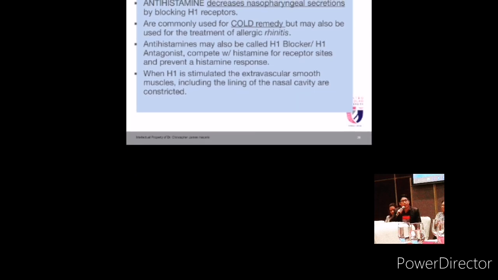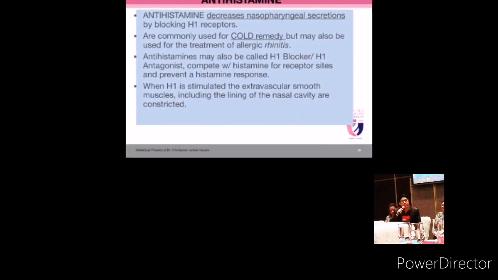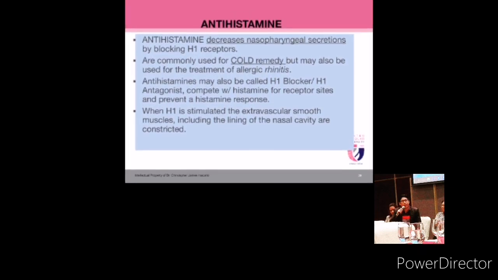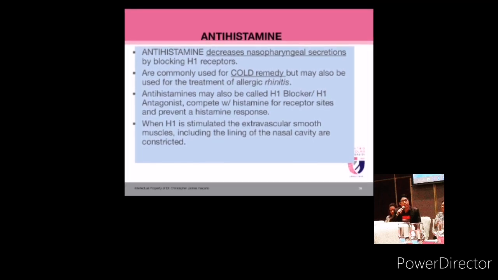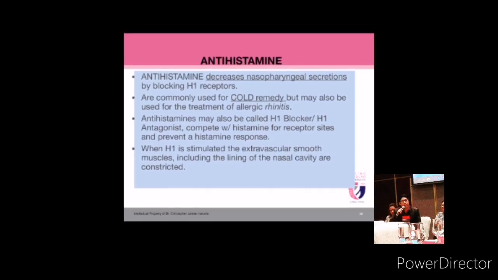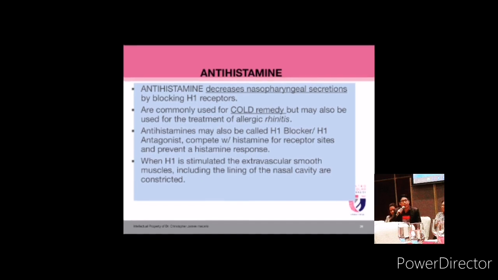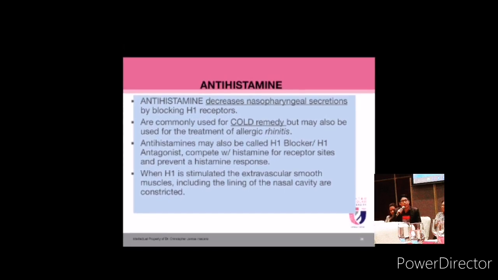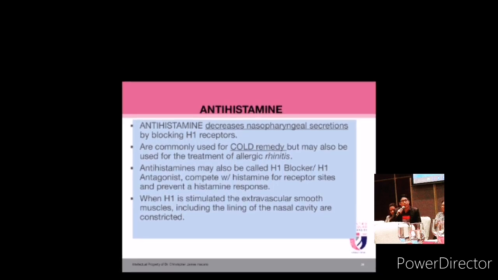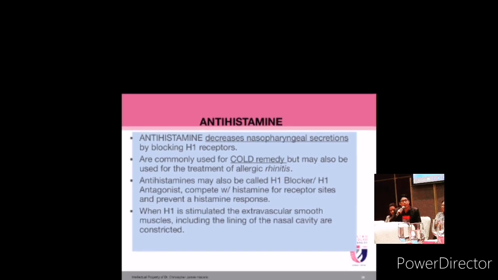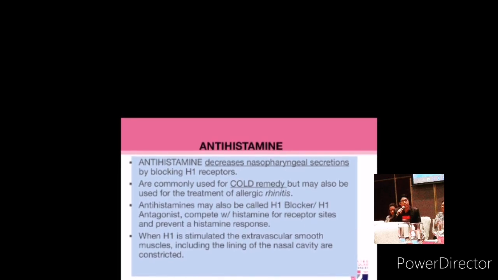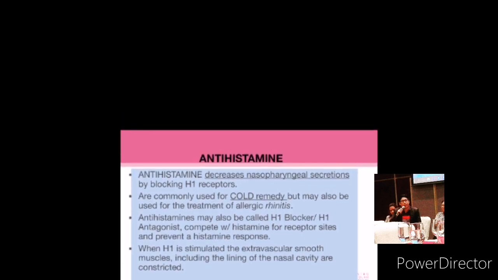First, you have your antihistamine. Okay, it decreases your nasopharyngeal secretions by blocking H1 receptors. They are commonly used for cold remedy, but may also be used for the treatment of allergic rhinitis. Antihistamine may also be called H1 blocker, H1 agonist, compete with histamine for receptor sites and prevent histamine response. When H1 is stimulated, the extravascular smooth muscles, including the lining of the nasal cavity, are constricted.